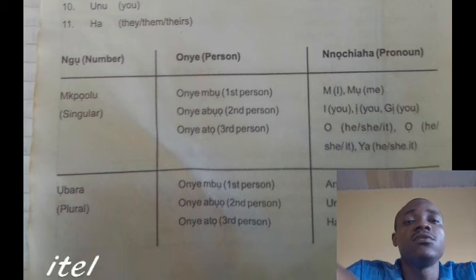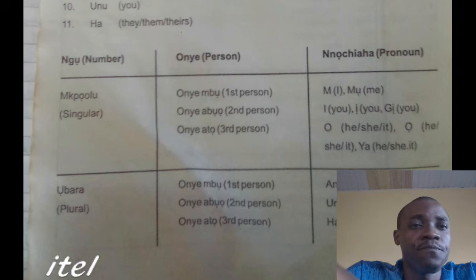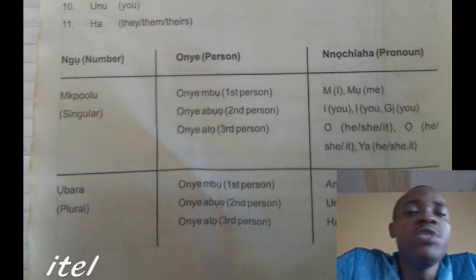Okay, let's look at this. Ngọ means number. Onye means person. Nnọchiaha means pronoun. Under Ngọ we have Otu. The other one is Onye mbụ, which is first person, which is I, mo, which is me. Okay.